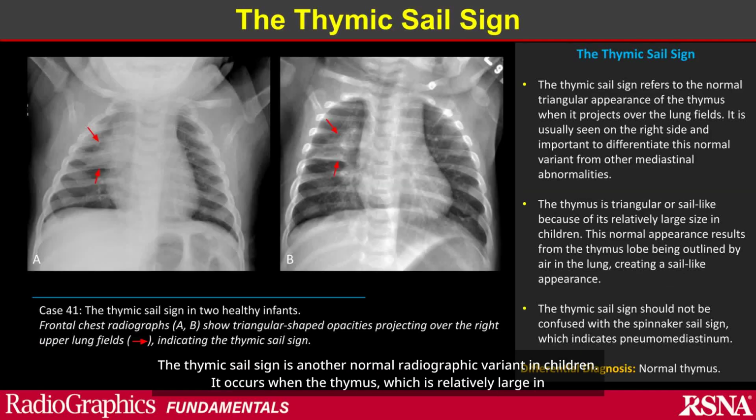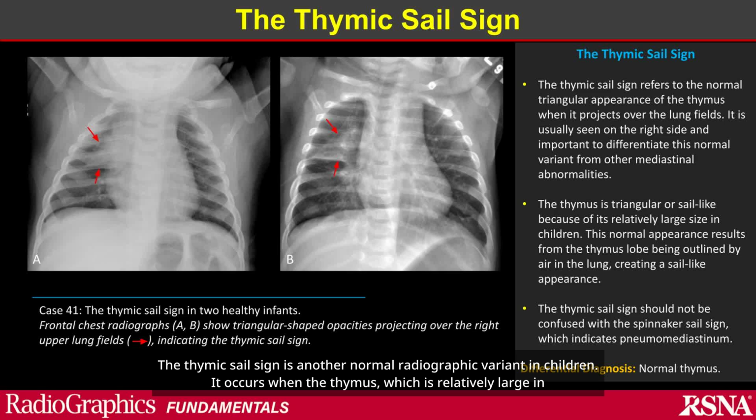The thymic sail sign is another normal radiographic variant in children. It occurs when the thymus, which is relatively large in infants, projects laterally over the lung fields and assumes a triangular configuration. The straight margin of this triangular outline resembles the edge of a sail.